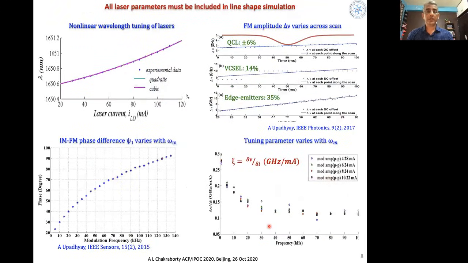Of course, you need to take into account the laser behavior, the behavior of the wavelength tuning characteristics and the frequency modulation characteristics of the laser, the phase difference, and the tuning parameter, which tells you how frequency agile these lasers are. And you cannot ignore the variations that you see across the wavelength scan range. So each laser modulated at specific frequency will give you a certain behavior, and this behavior needs to be known and taken into account in the simulation of the harmonic signal that you ultimately want to generate.